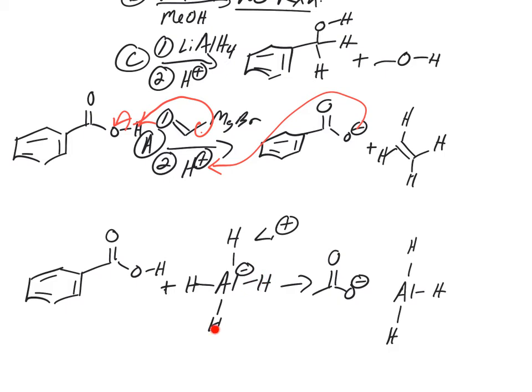So the H's are really holding the electron density. So what's going to happen first? The H is going to react to the acid part. So the hydrogen is going to react right there with the carboxylic acid. And that's going to make the carboxylate, LiAlH4. And we also just made H2 gas, which of course will leave the system.